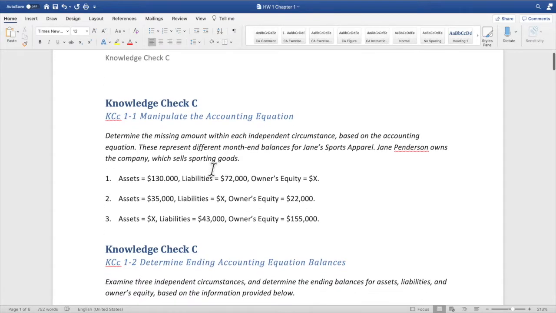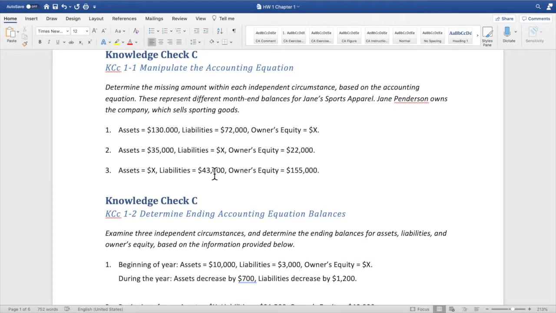So I'm going to walk you through our homework. So this one, KCC 1-1, determine the missing amount within each independent circumstance.